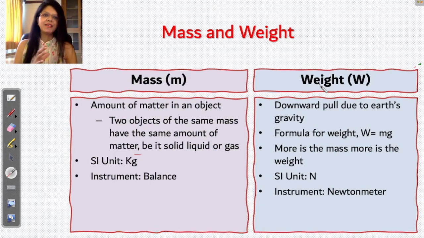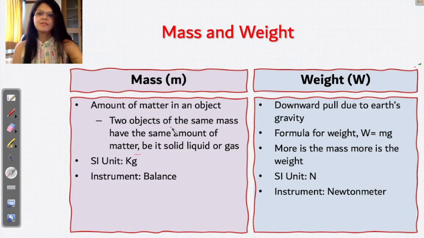In our day-to-day lives, we use the terms interchangeably, that's fine. But when you are in science, you should understand the difference between mass and weight. Mass is the amount of matter in a substance and weight is a force. It is the pull due to the gravity on any planet. Because it is a pull, therefore it is a force. The unit of weight is newtons, the unit of mass is kilograms.